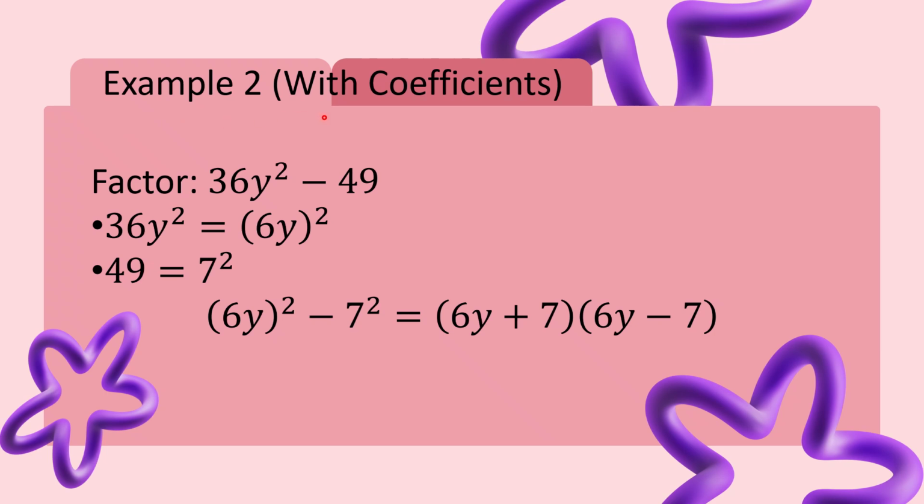Now, example number 2, this is with coefficients. Factor 36y squared minus 49. For 36y squared, that's 6y squared. For 49, we have 7 squared. So 6y squared minus 7 squared is equal to the quantity 6y plus 7 times quantity 6y minus 7.